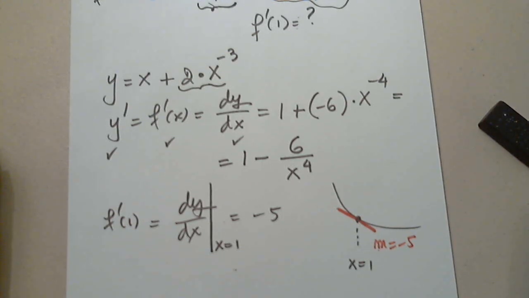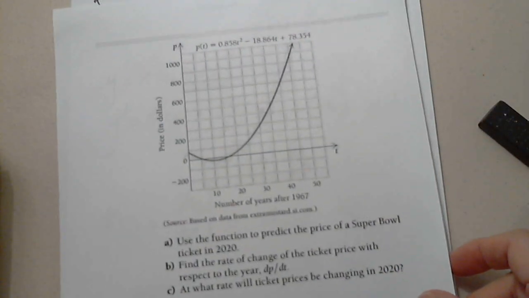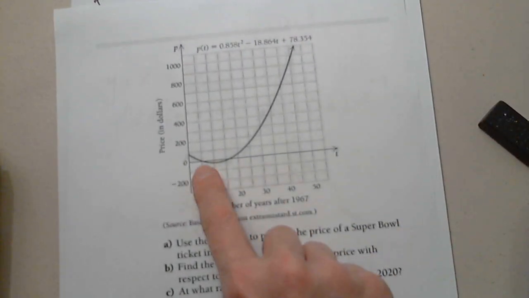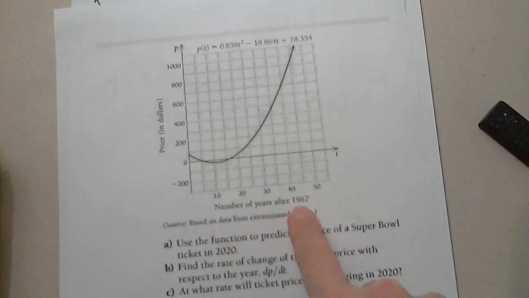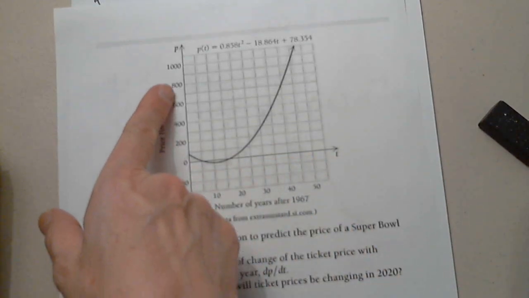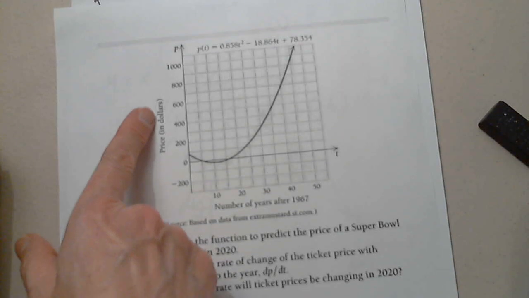So I'm back. The price of a ticket to the Super Bowl 2 years after 1967 can be estimated by this function. And I do have it copied already. And here's the rest. So this is the number of years since 1967. And this is the price in dollars.